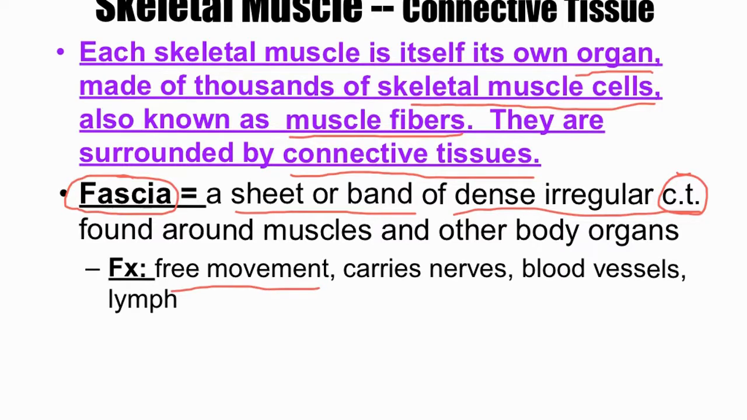It also carries the nerves, which bring the information which causes the muscles to contract or relax. It contains the blood vessels, which bring nutrients that muscles need. It also gets rid of waste that muscles don't need, like carbon dioxide. And also the lymphatic vessels, lymph, which is in your immune system, are also carried through the fascia, or the connective tissue.